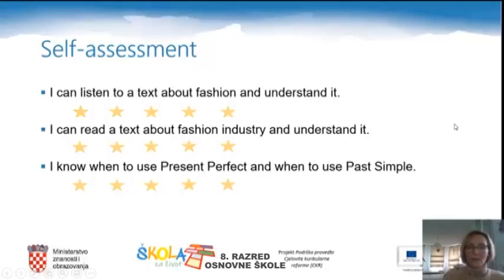This is the end of the lesson, and you can do a little self-assessment here. There are 3 statements that you have to evaluate with a certain number of stars. The first one is, I can listen to a text about fashion and understand it. The second one, I can read a text about the fashion industry and understand it. And the third one, I know when to use present perfect and when to use past simple. I hope that your self-assessment is filled with stars.